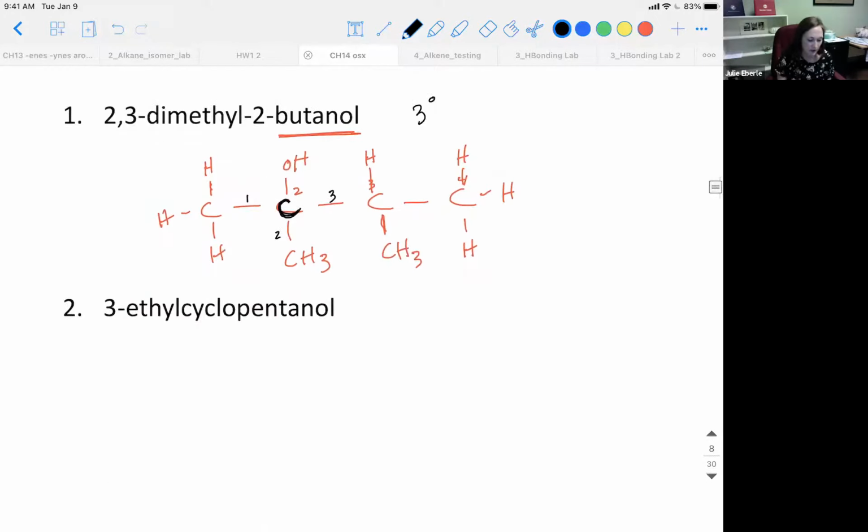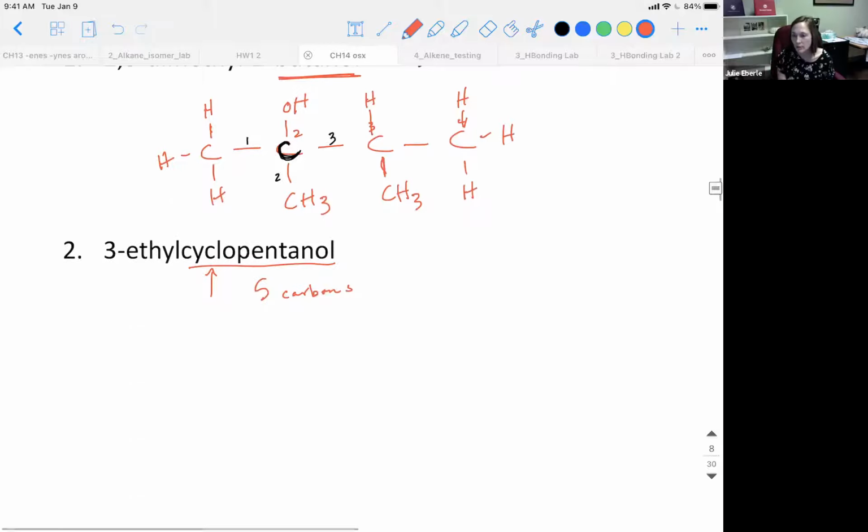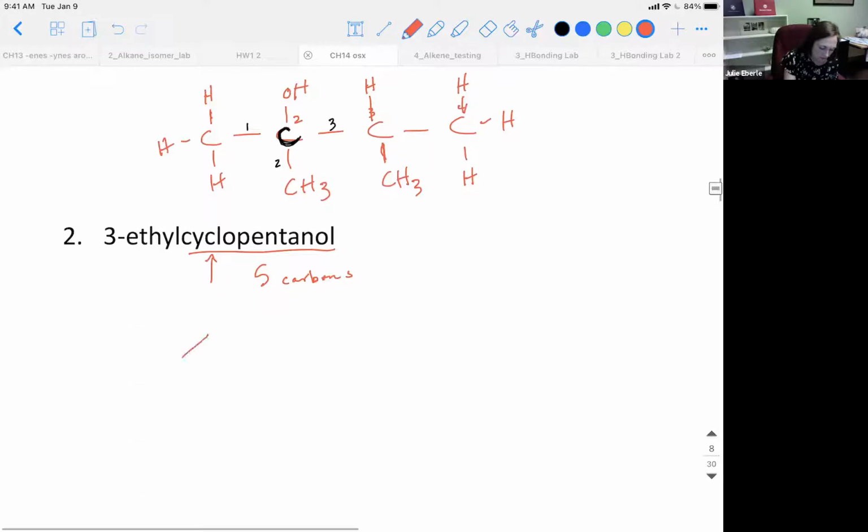All right. 3-ethylcyclopentanol. Again, cyclopentanol, that is your parent name. That's what you're going to start drawing. So that pent means you've got 5 carbons, and cyclo means they're in a ring. So draw a pentagon. We don't have any double bonds here. It's not aromatic. You're just drawing a ring that has 5 carbons in it. We've got this -ol ending, so it's an alcohol.